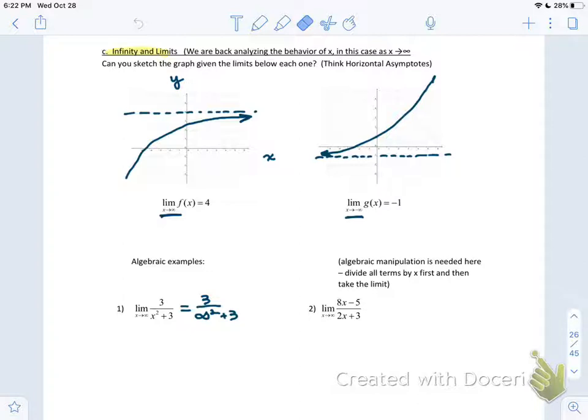As the denominator gets so huge, it blows up, and in effect the limit equals 0.